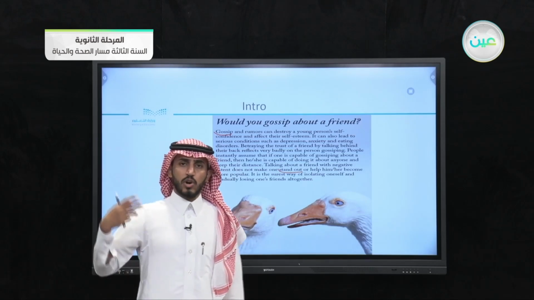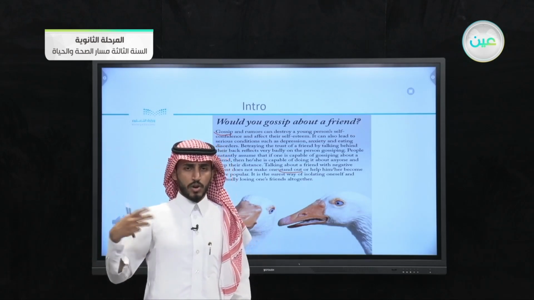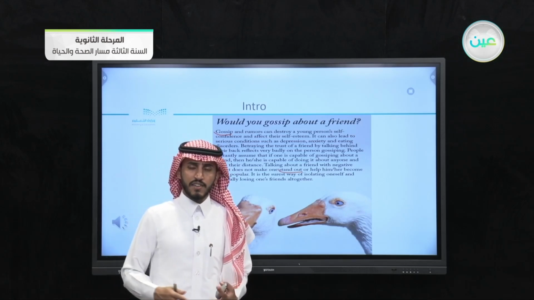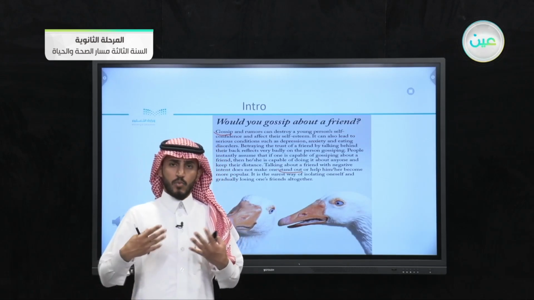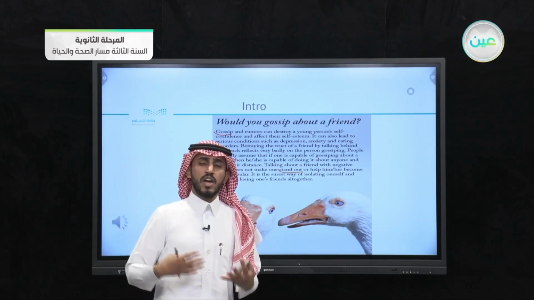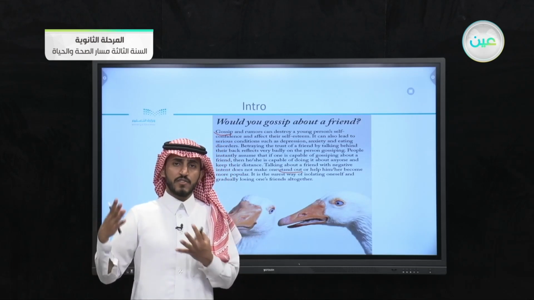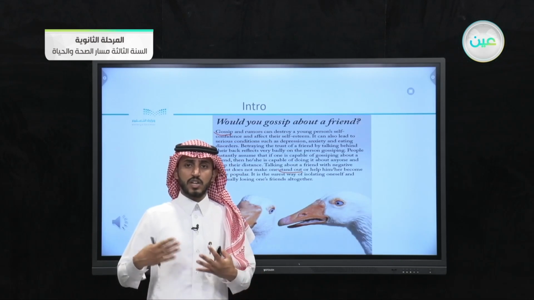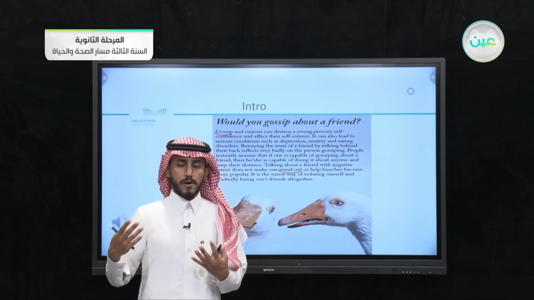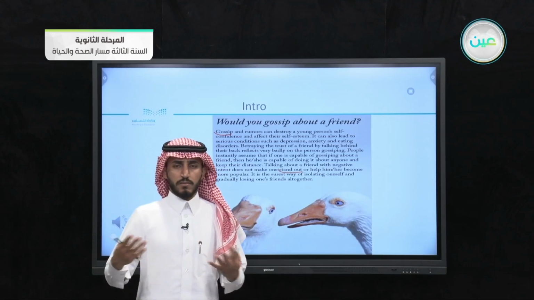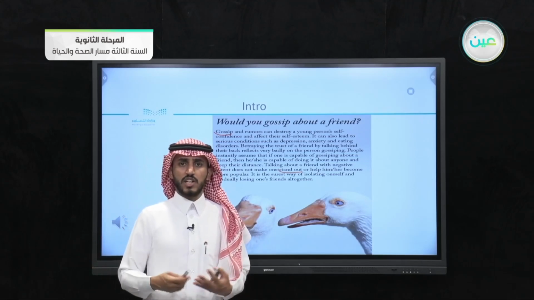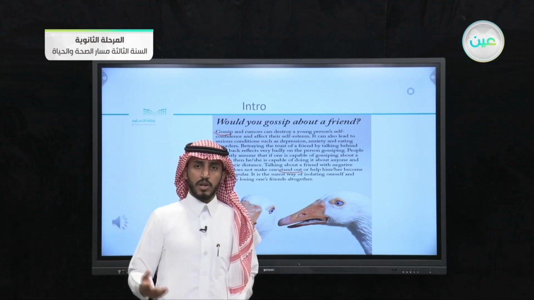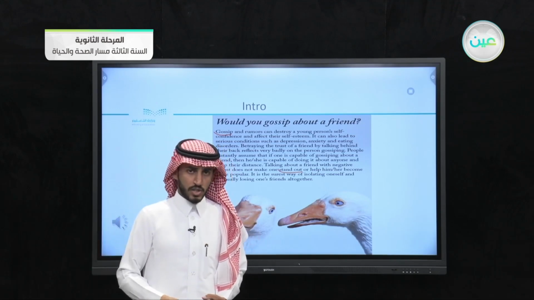For example, you talk about him or her in any field or in any area of his or her life in a negative way, trying to show the negative sides of their lives to other people, trying to damage their characters, their reputation, and so on. So this is gossiping, talking about other people without their knowledge.